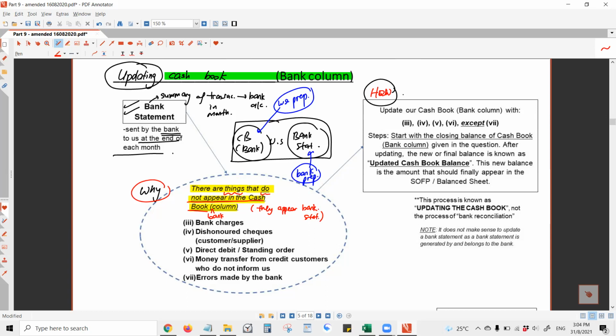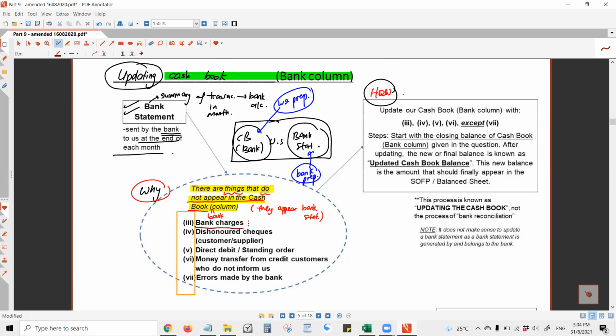So let me repeat. You are seeing a list of items, in Roman numbers 3, 4, 5, 6, 7. These are the things that appear in the bank statement, but they do not appear in your cash book bank account right now. So what are the reasons? We first look at the first item, bank charges.